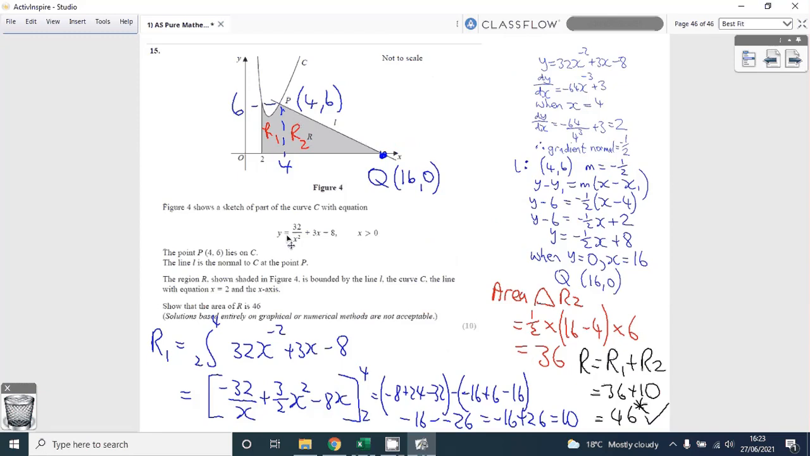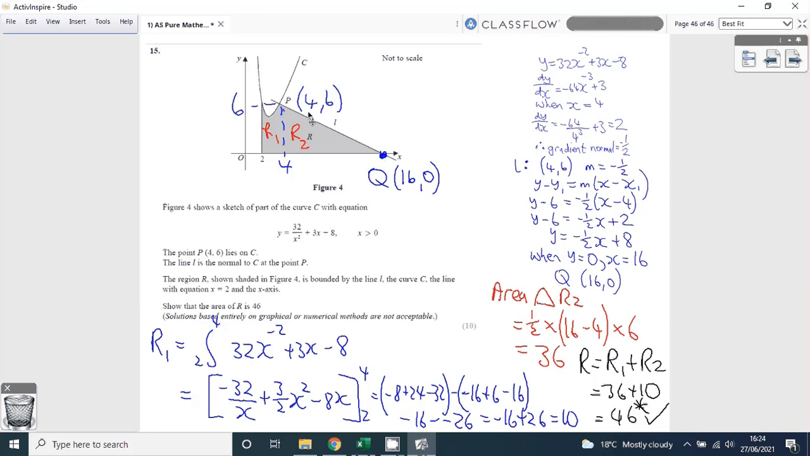So I'm going to get it ready to differentiate. So y equals 32x to the minus 2 plus 3x minus 8. Differentiating it, I get this. I'm substituting in when x equals 4, giving me a gradient of the tangent at P. So the gradient of the tangent to the curve at P is 2. Therefore, the gradient of the normal at P is minus a half.